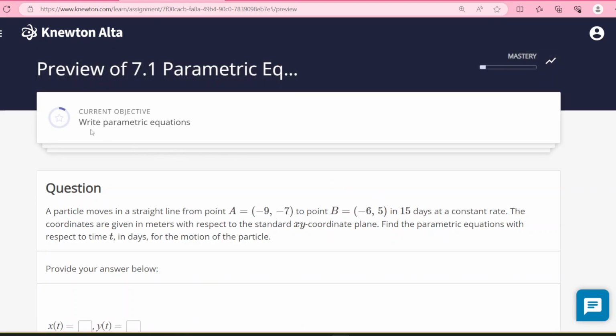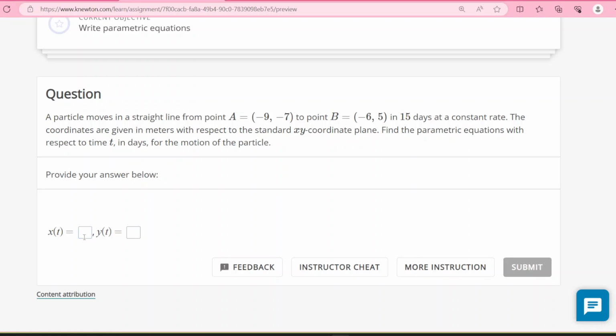So back to writing parametric equations. We write x in terms of t and y in terms of t here. And this time they don't give us x of t. They want us to find equations for both.